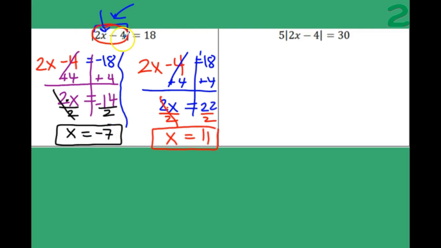Negative 14 minus 4 is negative 18, but it's inside the shower, so it comes out clean. It worked. You could also check this one.